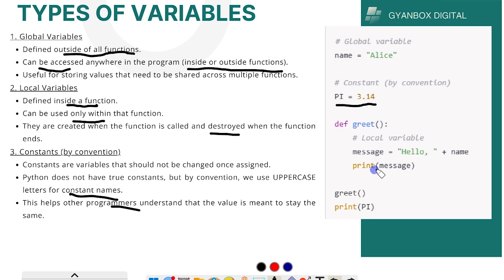So here, message is a string created with hello plus name, which is accessible globally from the variable name which was created here. And I'm printing a message, so I will get an output: hello Alice.